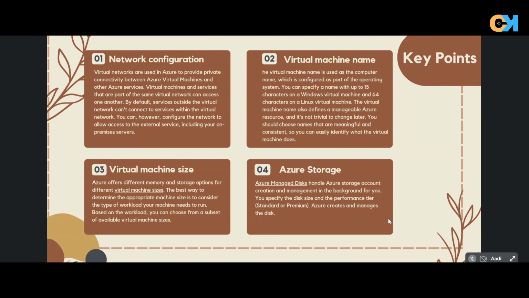We need to keep in our mind that we should give a meaningful name that should specify the purpose of the machine, what it is going to work on. Then next is the virtual machine size. Now there are different categories for it. Azure provides different category and storage options for virtual machine sizes, and the best way to determine the appropriate machine size is to consider the workload.